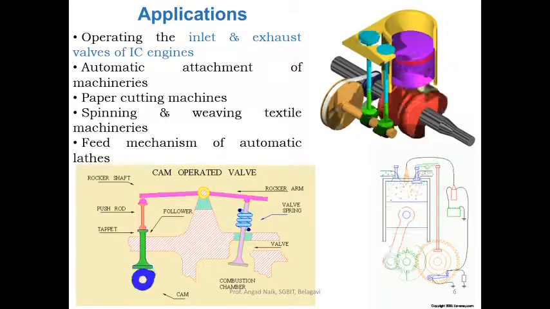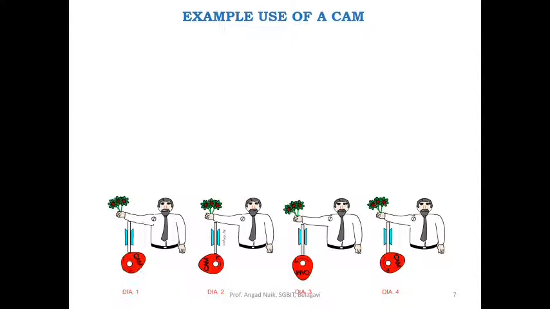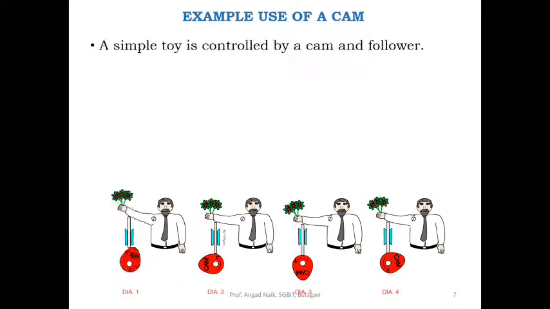Let us see the example use of a cam. Now in the figure you can see there is a toy whose shoulder is moving up and down. This is because the cam is rotating and the follower is reciprocating and the arm is lying on the follower. Because of this, vertical motion is possible. A simple toy is controlled by a cam and follower.